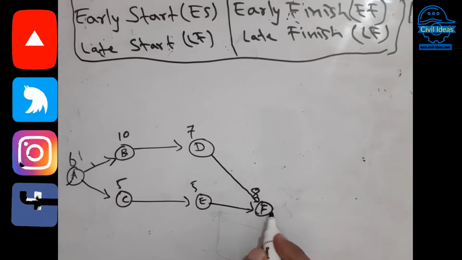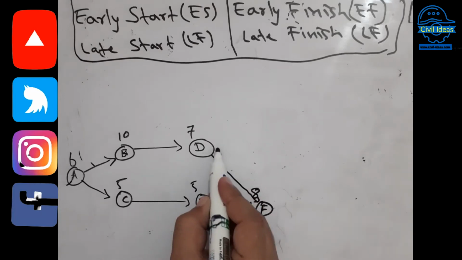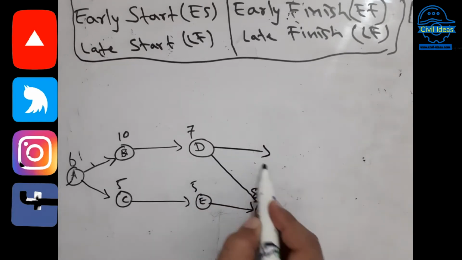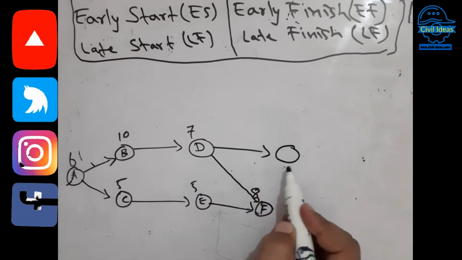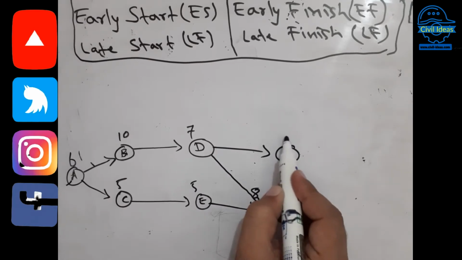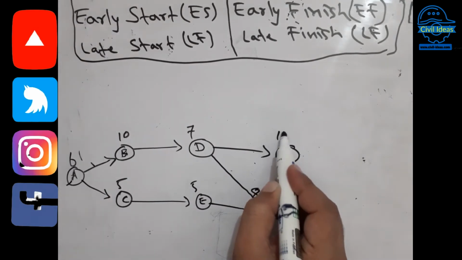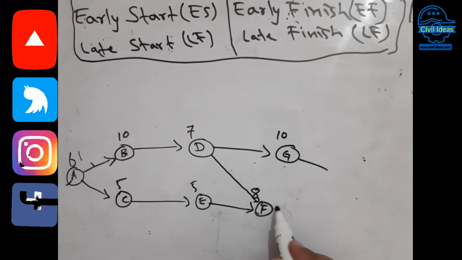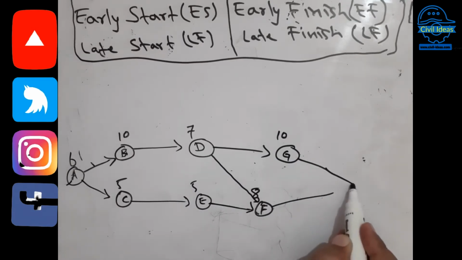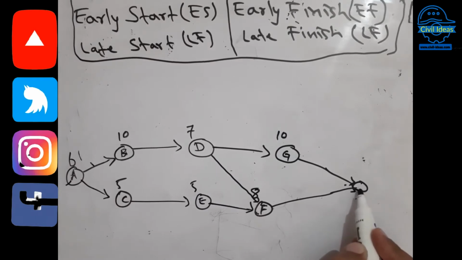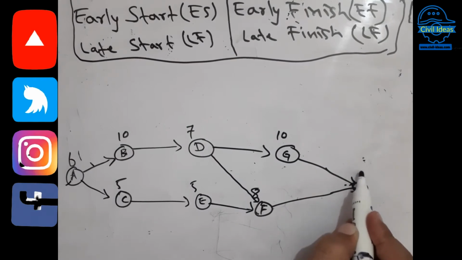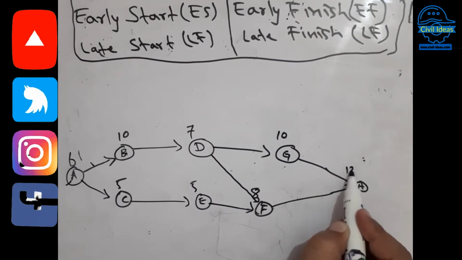And after this there is another activity which can start after E, F, G, which will last 10 days, and there is another activity, H, and it will last 12 days.